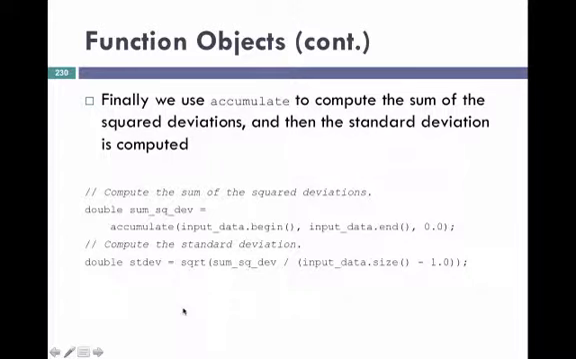So finally we use accumulate to compute the sum of the square deviations, and then the standard deviation is computed. So here we call accumulate. We pass a beginning and ending iterator. This is the beginning sum, which is 0. And to compute the standard deviation, once we have this sum sqdev, then we can take that value and divide it by the input data size minus 1. And if we take the square root of that, we have the standard deviation. And that's the end of this slidecast.